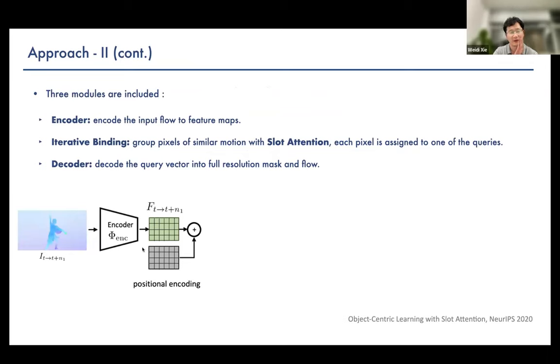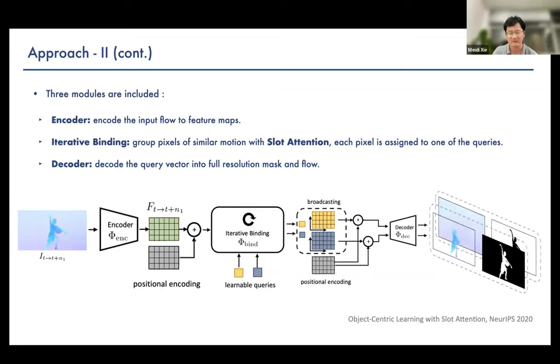You just pass the optical flow into an encoder, and you do iterative binding, which is actually the slot attention. So you have two learnable queries. Well, slot attention used Gaussian initialized, but here it's learnable queries, and you just do slot attention, and then you decode to reconstruct the flow.